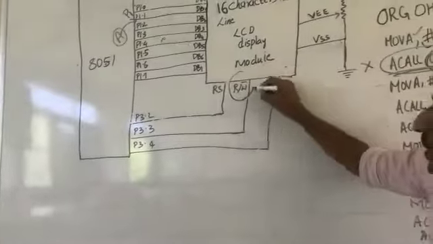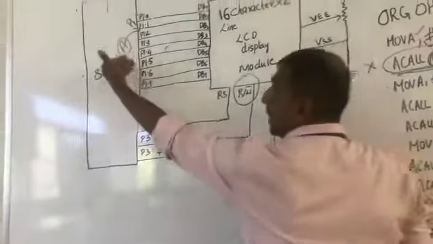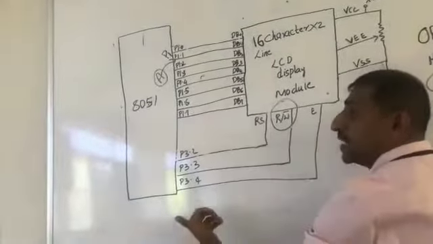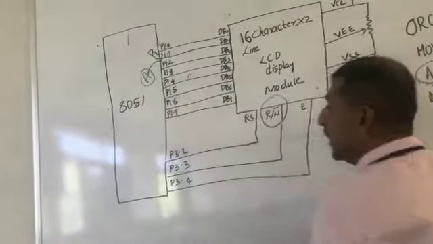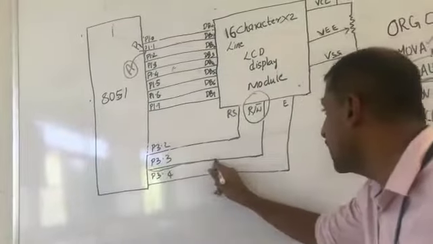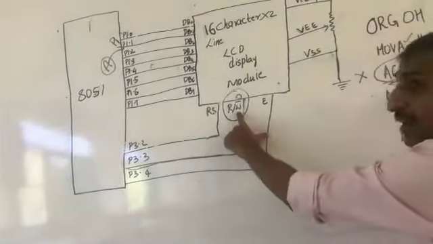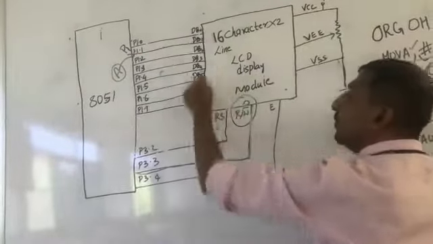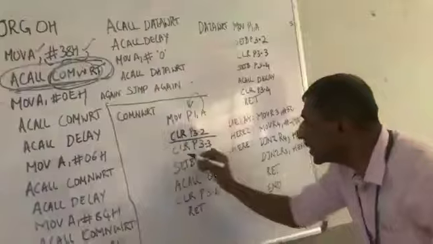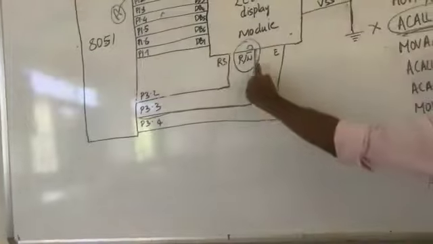You need to configure this particular line, read/write. Whether 38H is written into the LCD or 38H is read from the LCD. It is written into the LCD. Therefore, this P3.3, this particular line should be made 0. Means write bar should be enabled so that the data can flow from port 1 to DB0 to DB7. In that context, you are clearing P3.3 so that the 0 flows into the write signal, right?